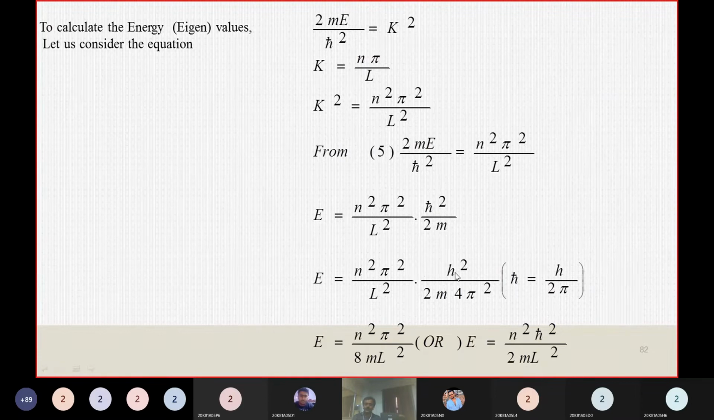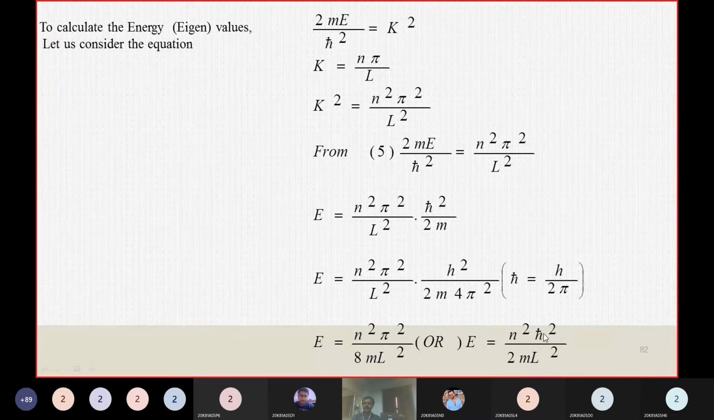If you simplify this equation, we know that h cross equals h by 2 pi. Substituting that value, h square by 4 pi square, and 2m is common. Simplifying, the energy value is n square h square by 8m L square. If you don't substitute, we can directly write n square h cross square pi square by 2m L square. So what is the difference?